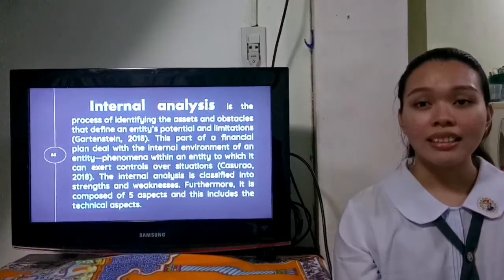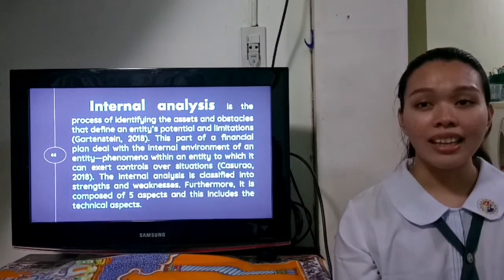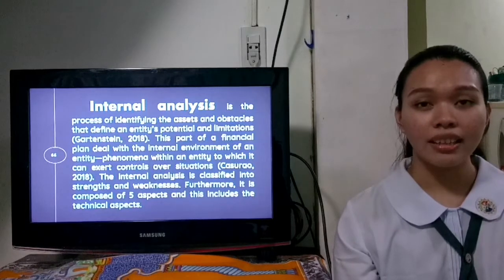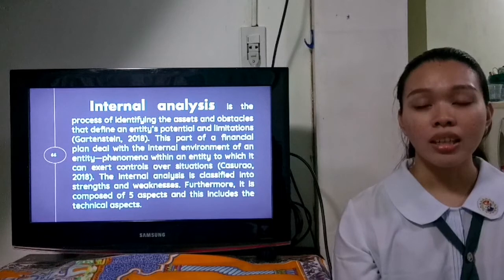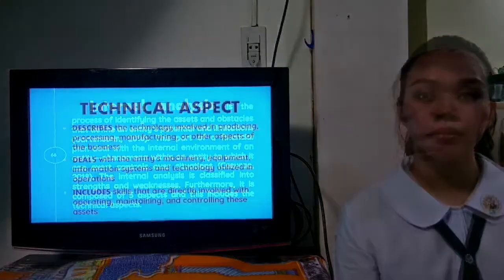The internal analysis is the process of identifying the assets and obstacles that define an entity's potential and limitations. The previous reporter enumerated and defined the parts of the operational and the market aspects. Now, we will move on to another aspect of the internal analysis, which is the technical aspect.